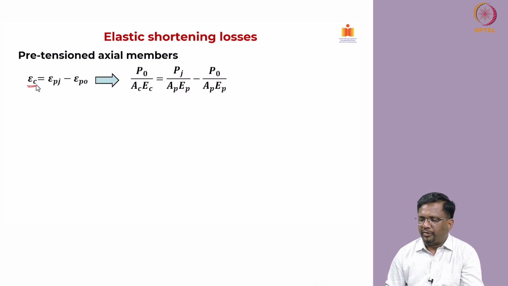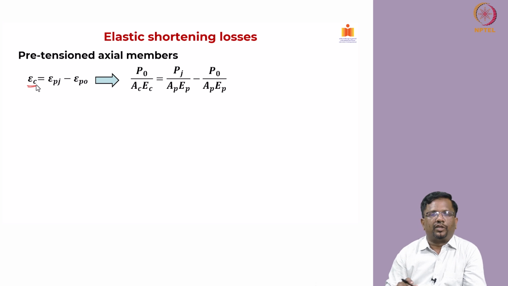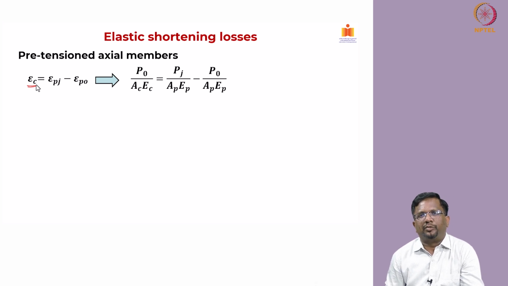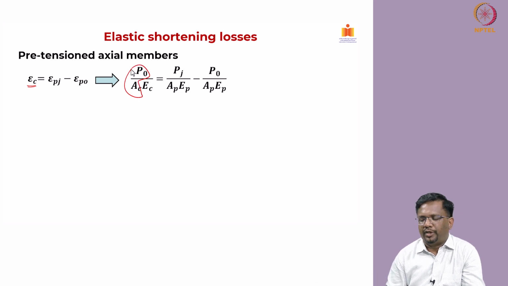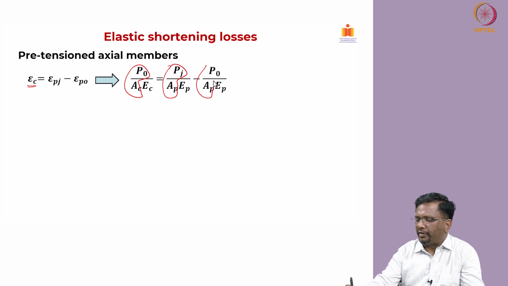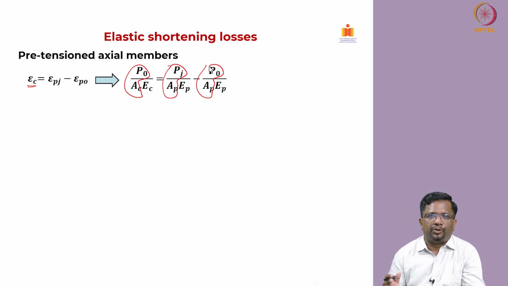Now, from this we can also express the definition of strain. Strain is nothing but stress divided by elastic modulus. The stress in the concrete is P naught by AC, divided by EC, which gives me epsilon C. Similarly, epsilon Pj is the stress in the pre-stressing steel divided by EP, and epsilon P naught is the stress due to P naught divided by EP. So, from here we get this simple definition.